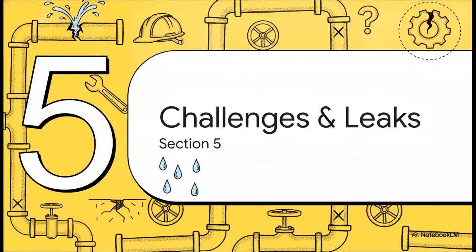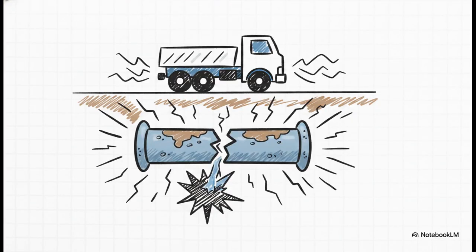Which brings us to our final topic, Section 5, System Challenges and Leaks. So, all this pristine engineering theory eventually hits the messy, harsh realities of the physical world. In almost all water distribution systems, a shockingly huge percentage of treated water simply vanishes in transit due to hidden leaks. I mean, just look at the forces working against these underground pipes.